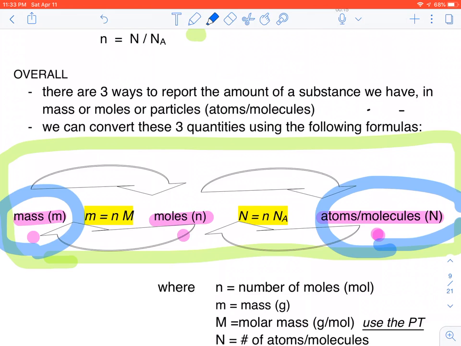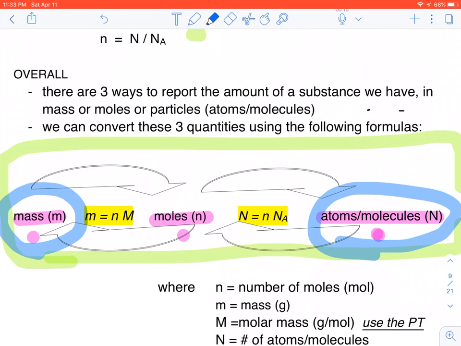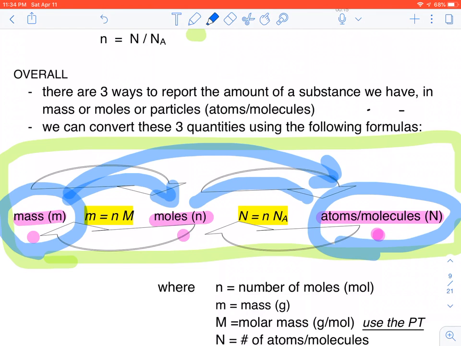Or vice versa, if I tell you how much mass of a chemical I have, you can calculate how many atoms or molecules there are. Now, there's no direct way to go from here all the way to here, right? What I have to do is do 2 steps. I've got to do a calculation that converts mass to moles, and then once I know the number of moles, I can convert it to number of particles.